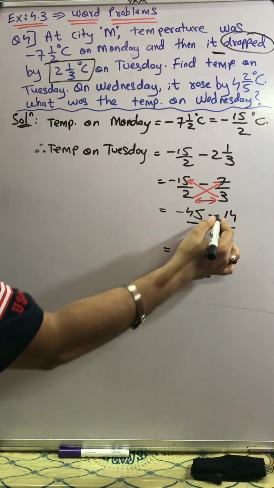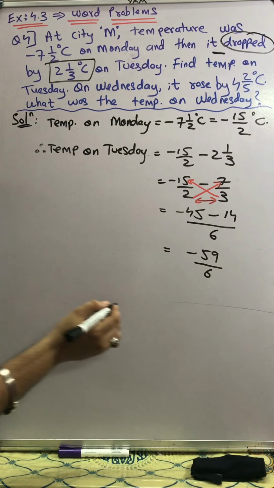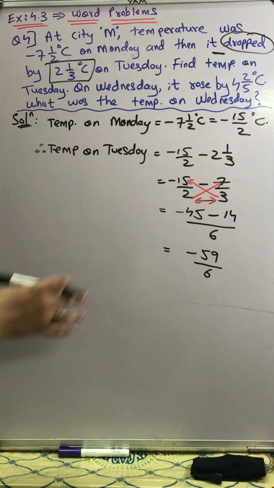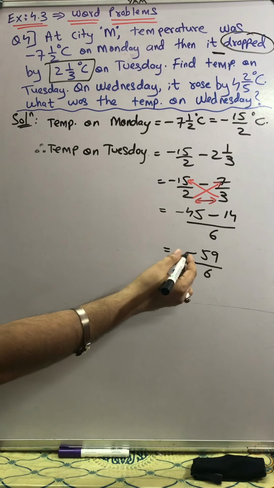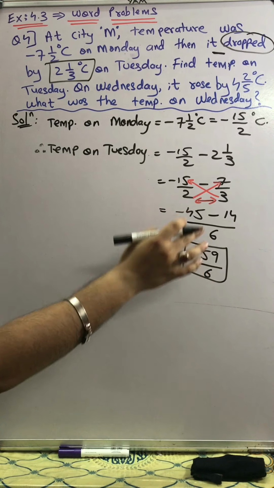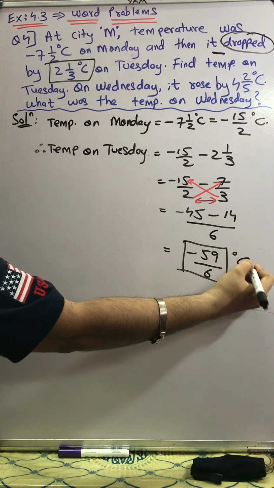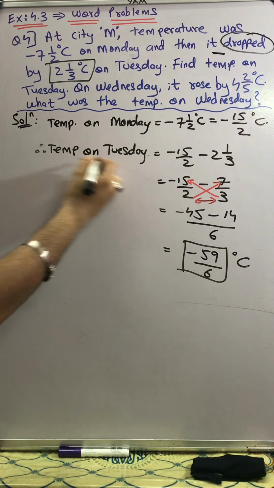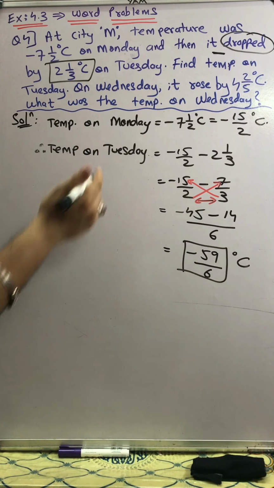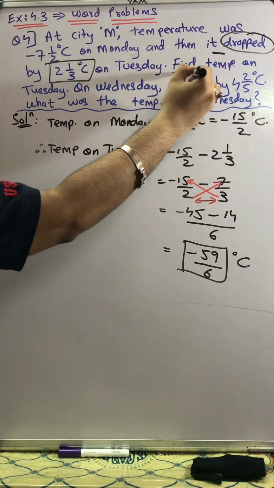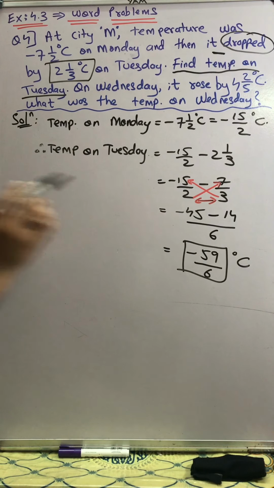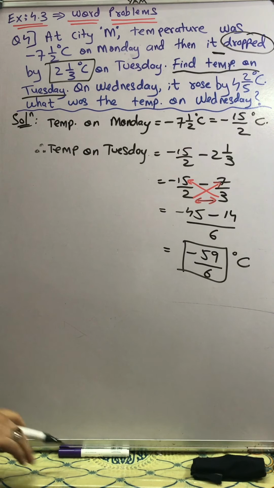4 plus 5 is 9, 4 plus 1 is 5, and the minus sign. Okay, great. Now it cannot be reduced further. So this is our answer. And if you keep this as the answer, your 1 mark will be deducted because you have to write the units, degrees Celsius. So the temperature on Tuesday we found out. This was our first question: find the temperature on Tuesday. Yes, we got it. Okay, now next, let's proceed ahead.